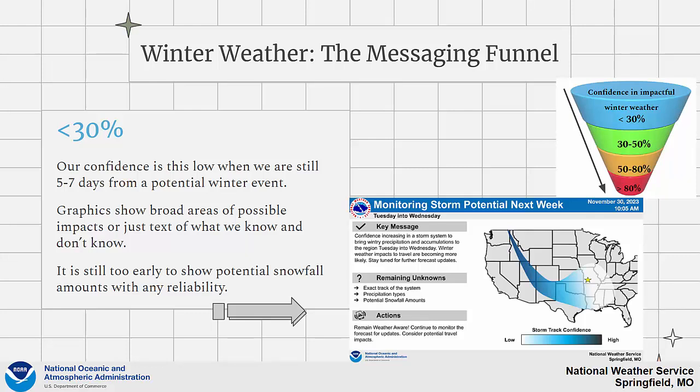I'm sure you all have seen this blue graphic on the right. This is our first look when we see something coming up in the next, like I said, 5 to 7 days. It's the monitoring storm potential next week graphic that we typically use.